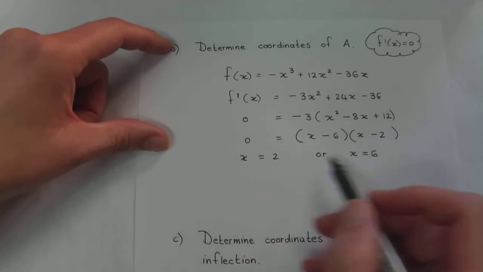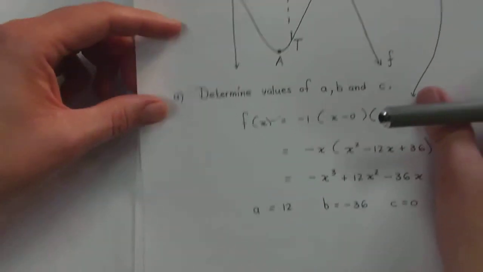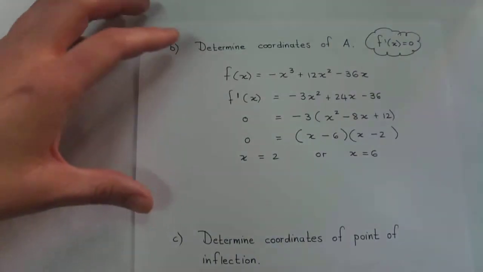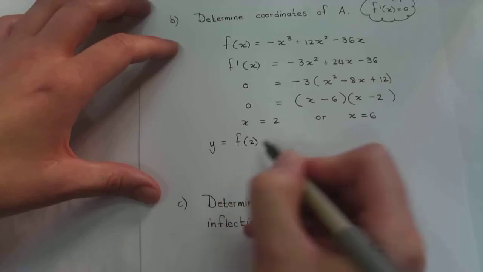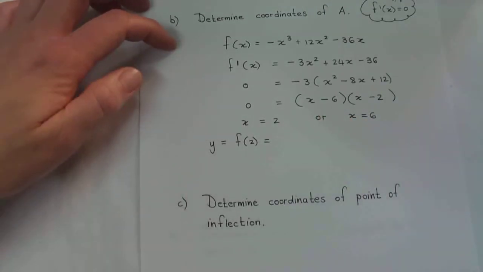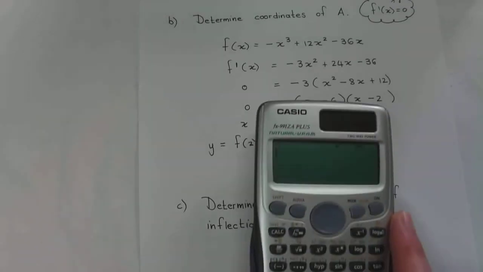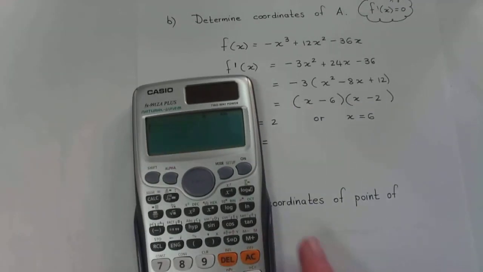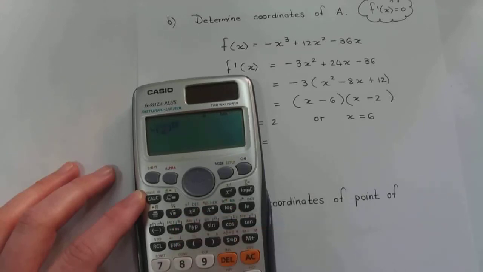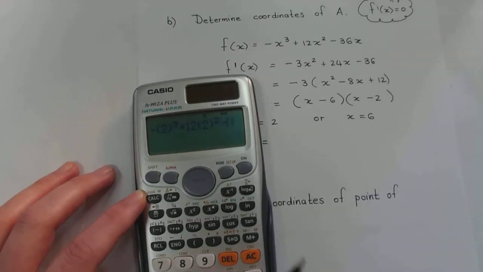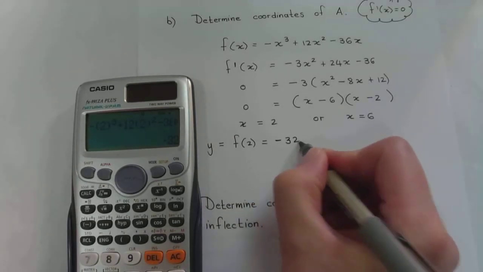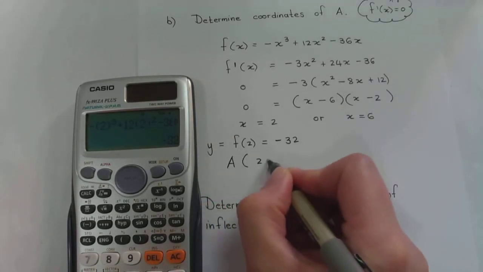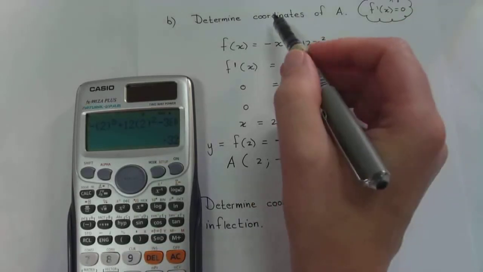So I'm not going to continue with this, I'm going to continue with this, because clearly that is the x-coordinate of point A. So I need to substitute it always back into the original equation to make sure that I get y-coordinates, because remember, y-coordinates you always get by subbing back into the original equation. So it's minus 2 cubed plus 12 times 2 squared minus 36 times 2. There we go. And that is going to give me minus 32. So A is the point 2, negative 32. And I've answered the question, which asks for the coordinates of A.